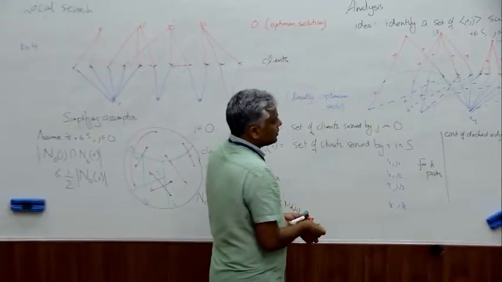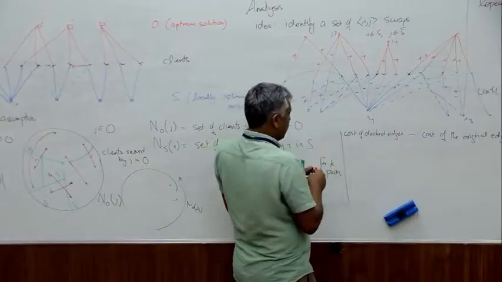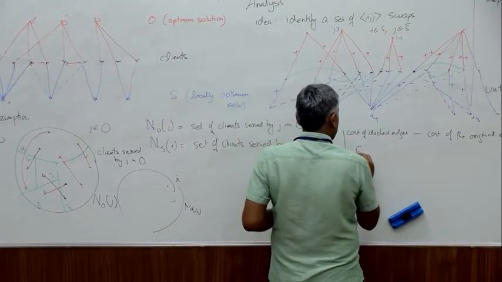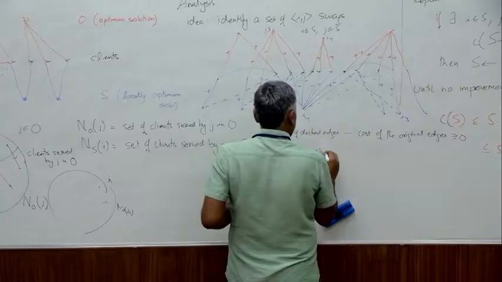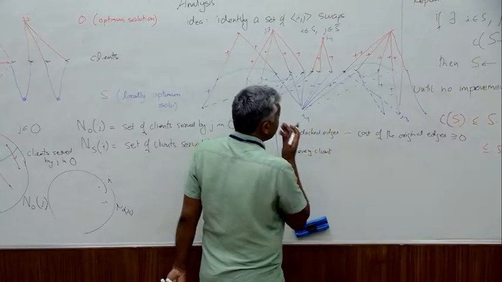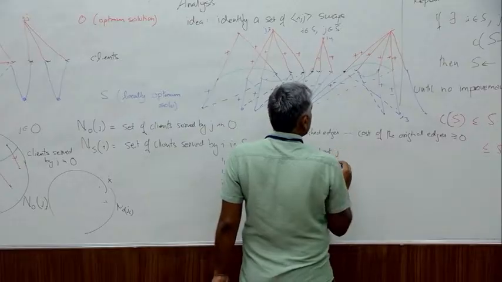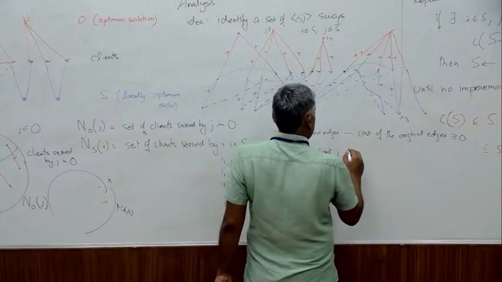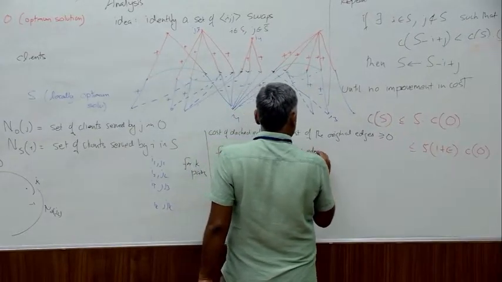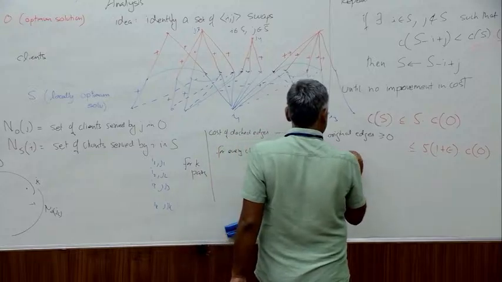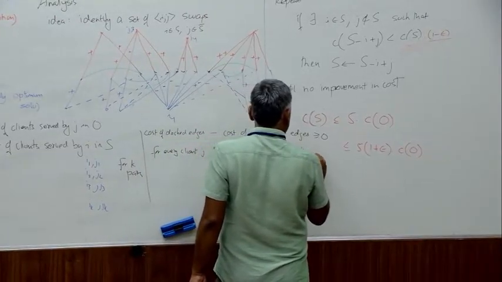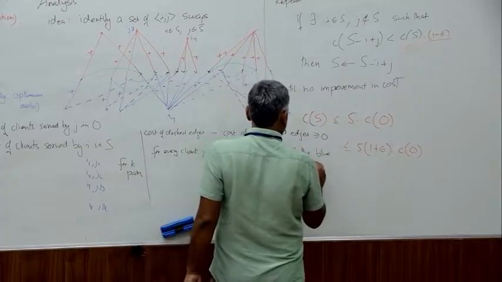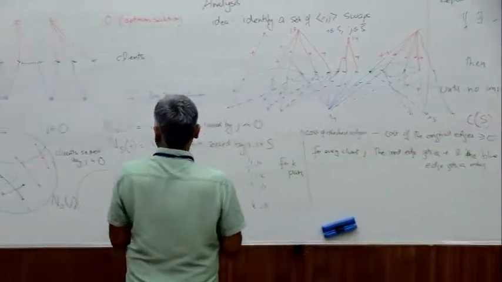And what will be the consequence of that? Now what we will see is that for every client, let me write down the statement. For every client J, the red edge gets a plus and the blue edge gets a minus. Right? So what are we saying here?